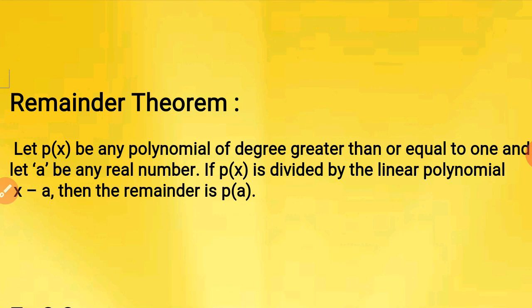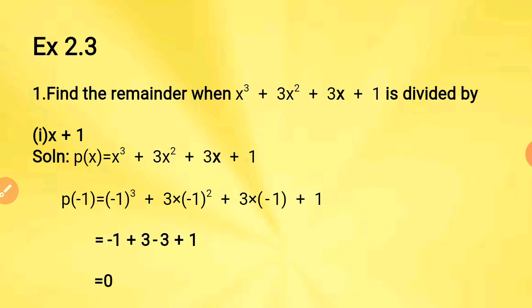Okay, let's proceed with certain examples. This is directly exercise 2.3, question number 1. Find the remainder when x cube plus 3x square plus 3x plus 1 is divided by, the very first one is x plus 1. Children, as told earlier, our divisor in this case is x plus 1. So we are going to equate it to 0. So x plus 1 equal to 0. So x will be equal to minus 1.